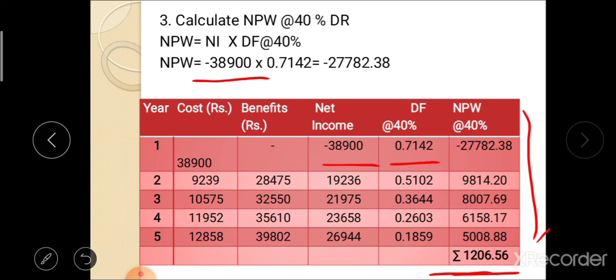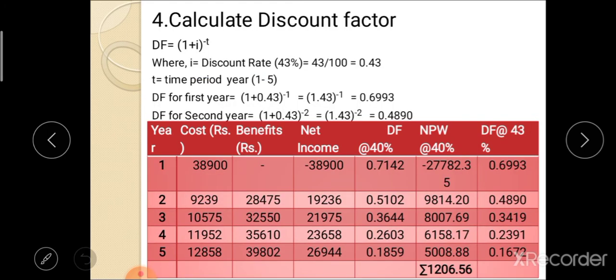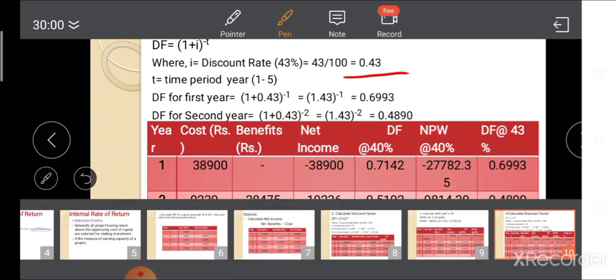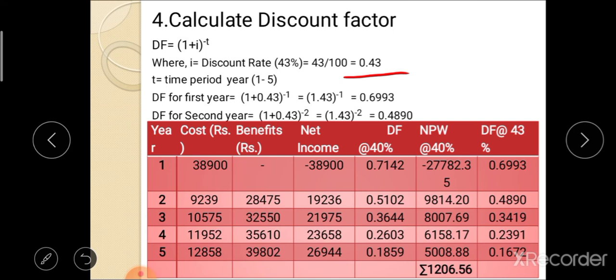Then the fourth step is to calculate the discount factor at the rate of 43%. Similarly, calculate the discount factor using the 43% discount rate. For the first year, (1 plus 0.43) raised to minus 1, so your discount factor will be 0.6993. Similarly, you have to calculate the discount factor for the next 5 years.